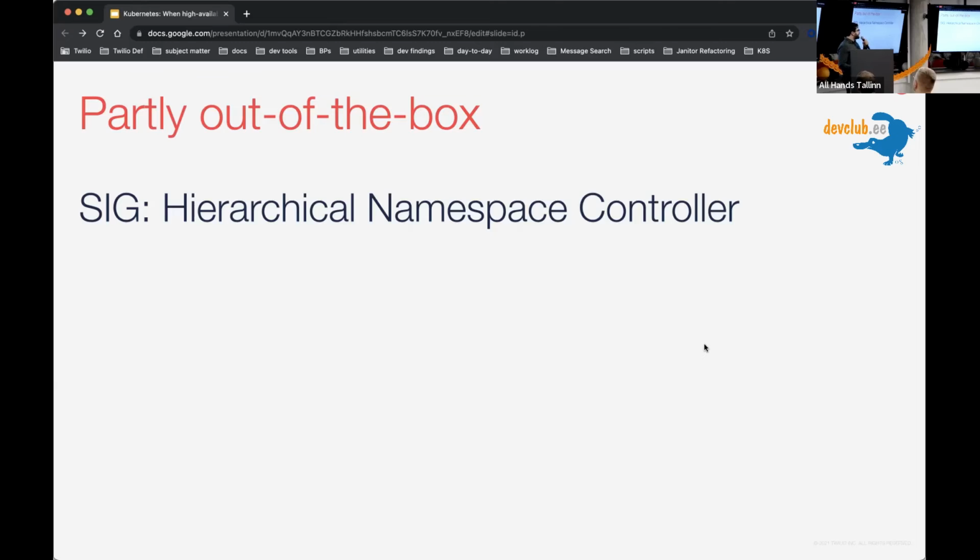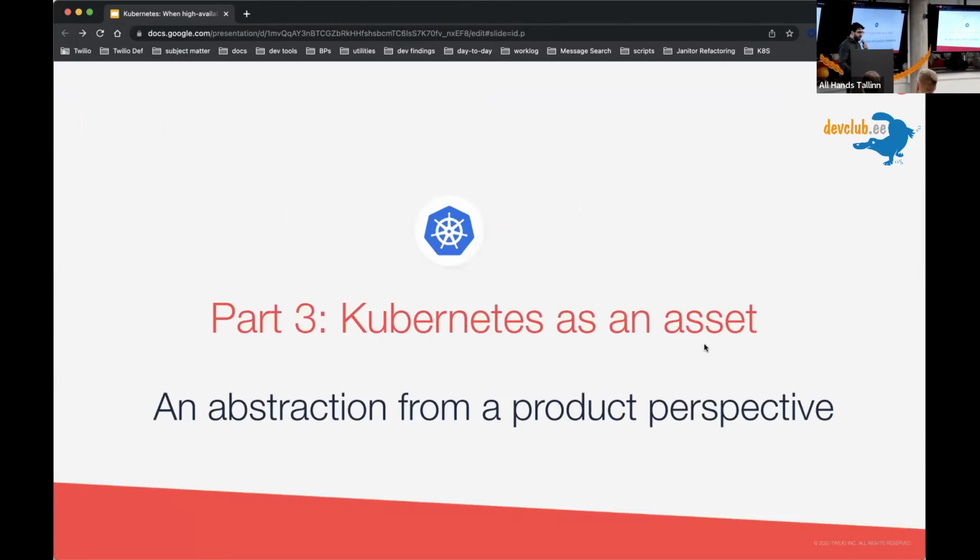To actually support most of the things that I mentioned, you can just use the hierarchical namespace controller, which comes from a special interest group, and it is basically under the working group of multi-tenancy. It supports solutions for multi-tenant applications. So moving on, Kubernetes as an asset. The idea is, apart from the technical out-of-the-box entities Kubernetes provides to solve a lot of different secure, multi-tenant, requirement-satisfying applications.